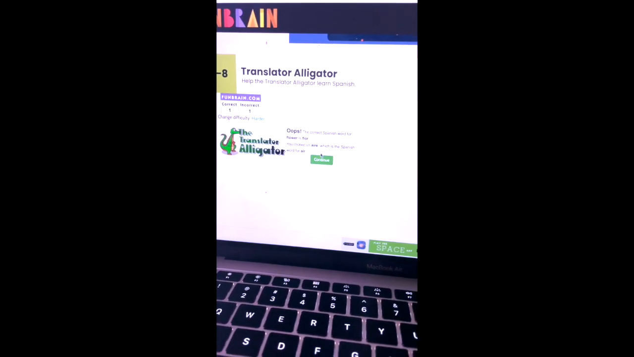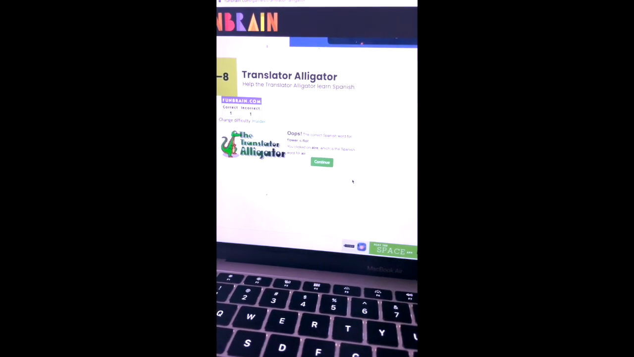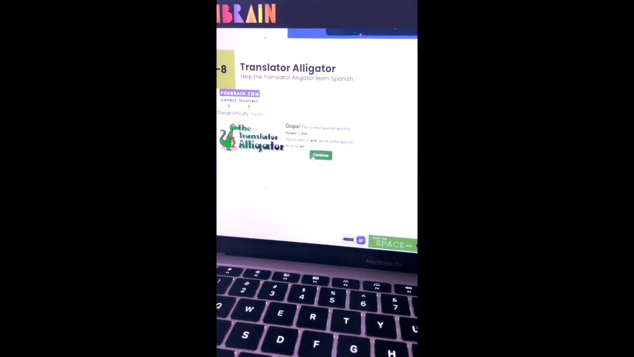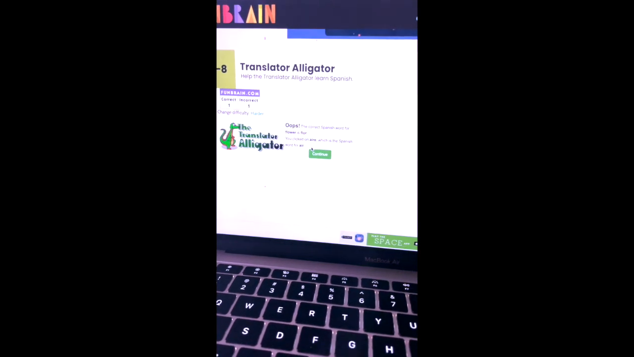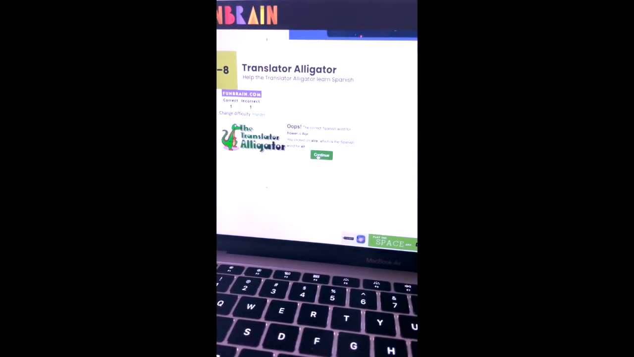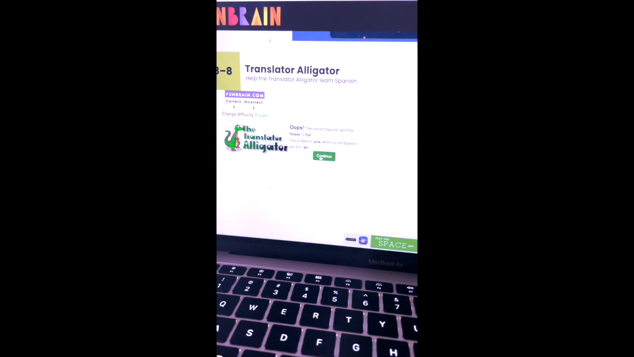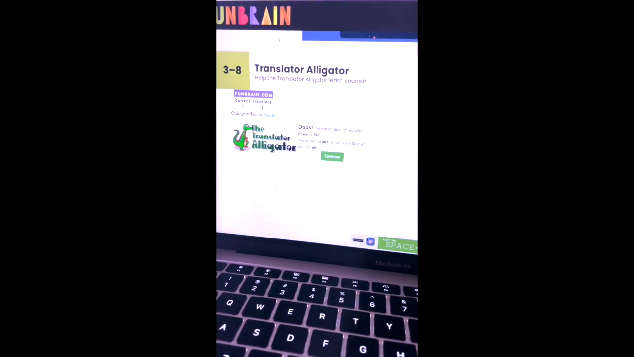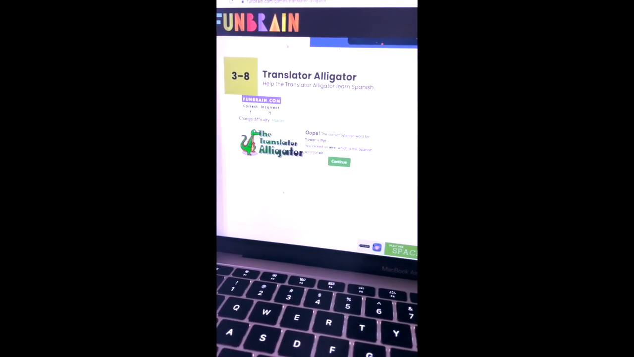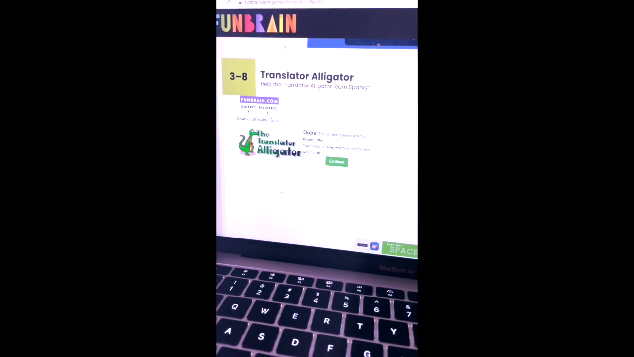So this is one of the things that I like a lot about this game, because the student is going to be learning 2 words at the same time if he chooses the wrong answer, and it's also going to show him how many incorrect he has.